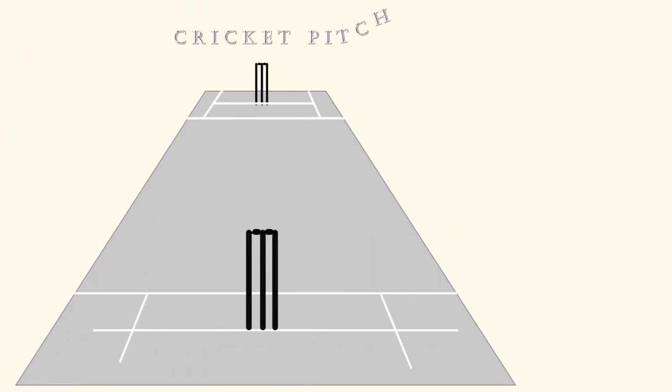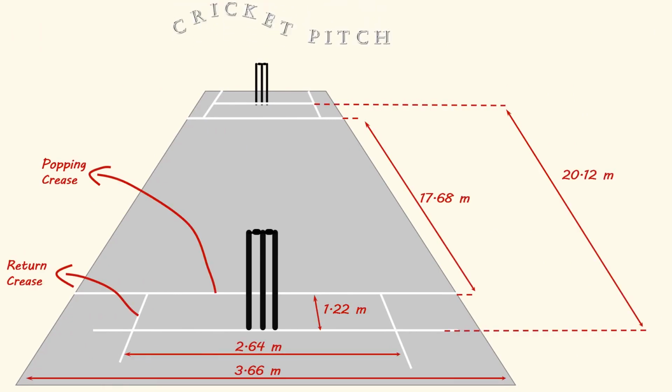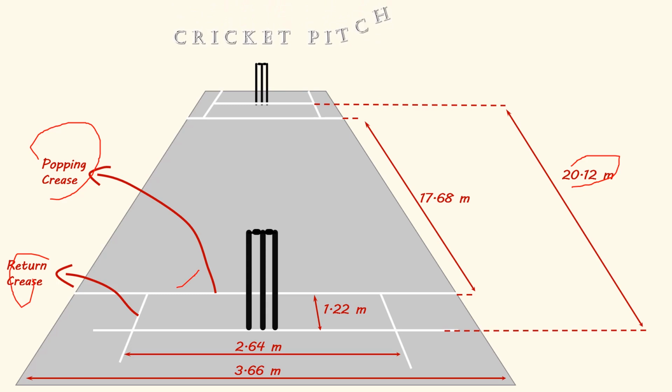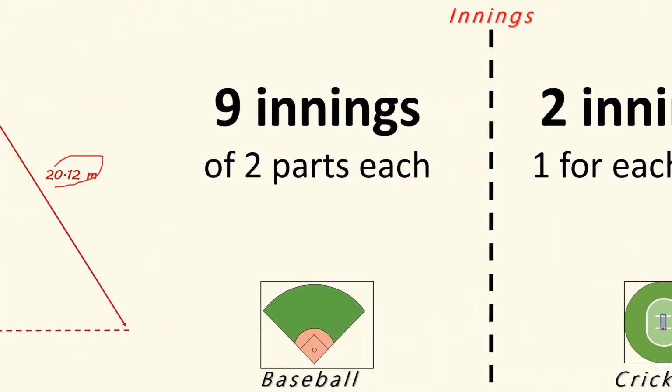Okay, so now see how the cricket pitch looks. Dimensions of the cricket pitch are shown here. It's about 20 meters long. There is a crease within which the bowler has to bowl and the batsmen have to reach to complete a run. Important thing to note there is the popping crease, which is the front side of the crease, and the return crease, which is the side of the crease.